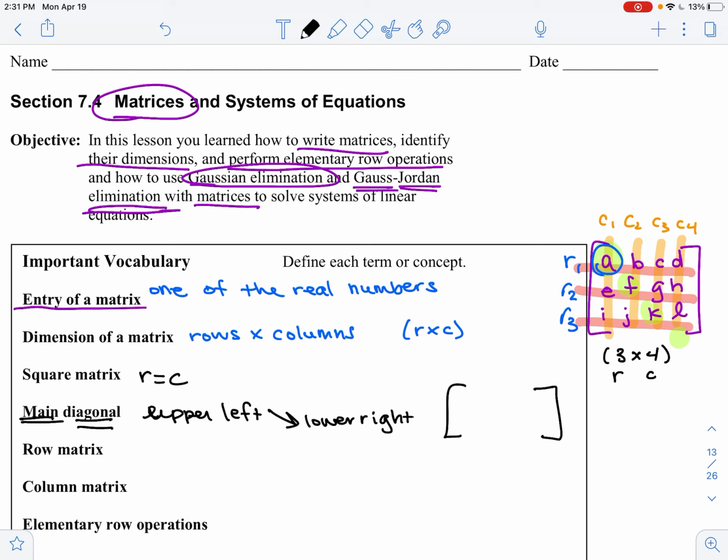We would say this is the term in the first row, first column. This is the term in the first row, second column. This is the term in the first row, third column, and so on. So this would be the term in the second row, first column, second row, second column, second row, third column, and so on. And then these would be the main diagonal.